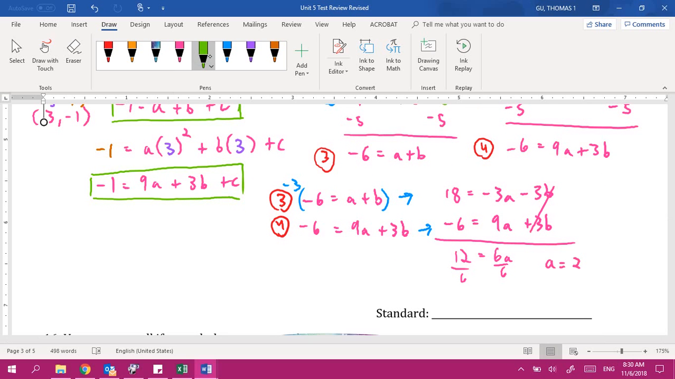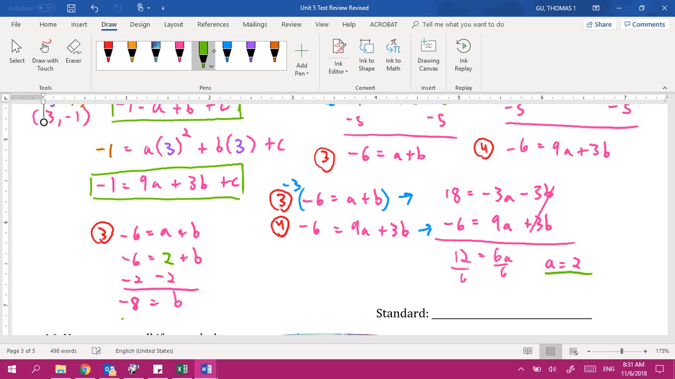I found a. Now what other variable should I be able to find right now? B, that's right. Which equation do you want to use to find b? 3. 3 is really simple. We got a plus b, so 3 says negative 6 equals a plus b. But what is a? So negative 6 equals 2 plus b, and then how can I find b? Subtract 2. And so b equals negative 8.